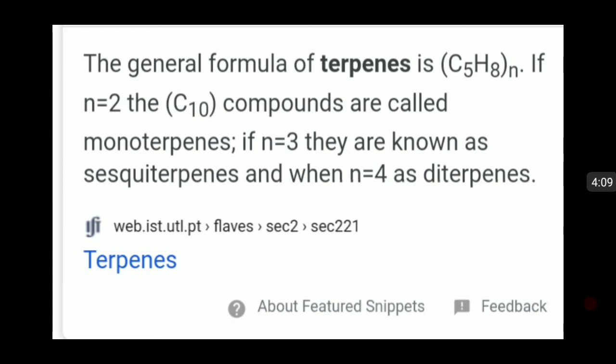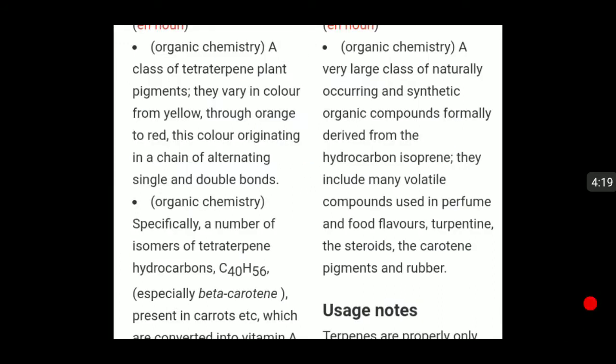A large number of different types of terpenes belong to the category of derived lipids. Terpenes include many volatile compounds used in perfume and food flavors, turpentine, and the carotene pigments and rubber. A class of tetraterpene plant pigments are specifically known as carotenes. They vary in color from yellow through orange to red, this color originating in a chain of alternating single and double bonds.